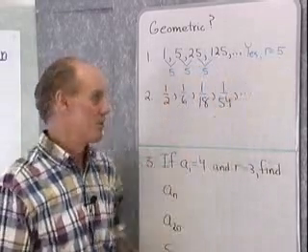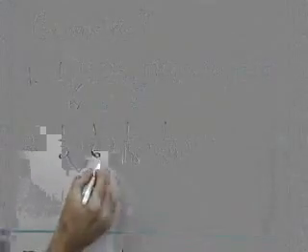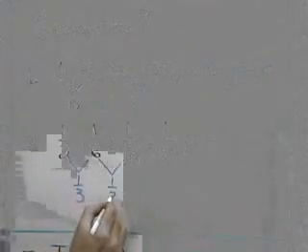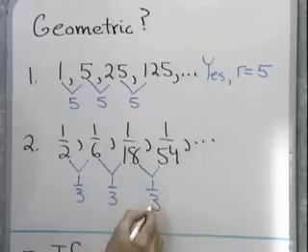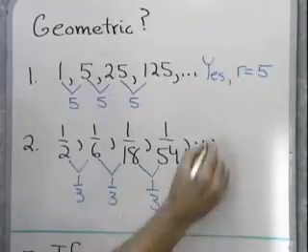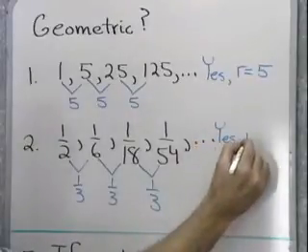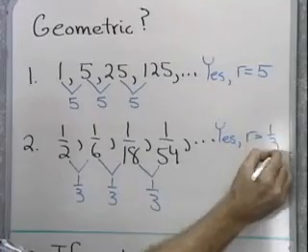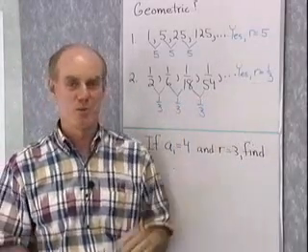How about problem number 2? To go from 1/2 to 1/6, I would have to multiply by 1/3. 1/2 times 1/3 is 1/6. Then 1/6 times 1/3 is 1/18, and 1/18 times 1/3 is 1/54. So this is, in fact, a geometric sequence, and in this case, r is equal to 1/3. So yes, this is a geometric sequence, and in fact, r is equal to 1/3.